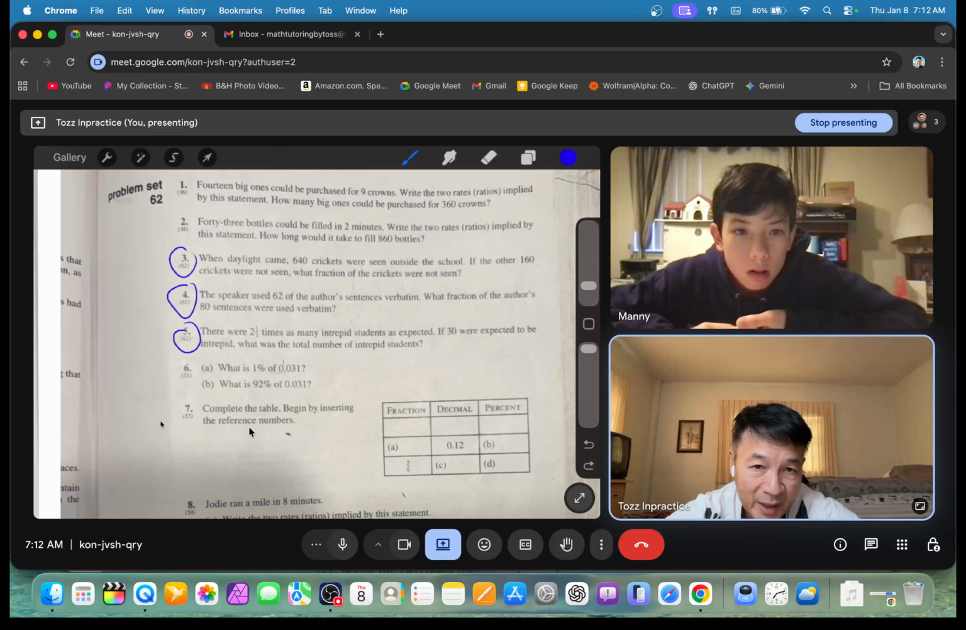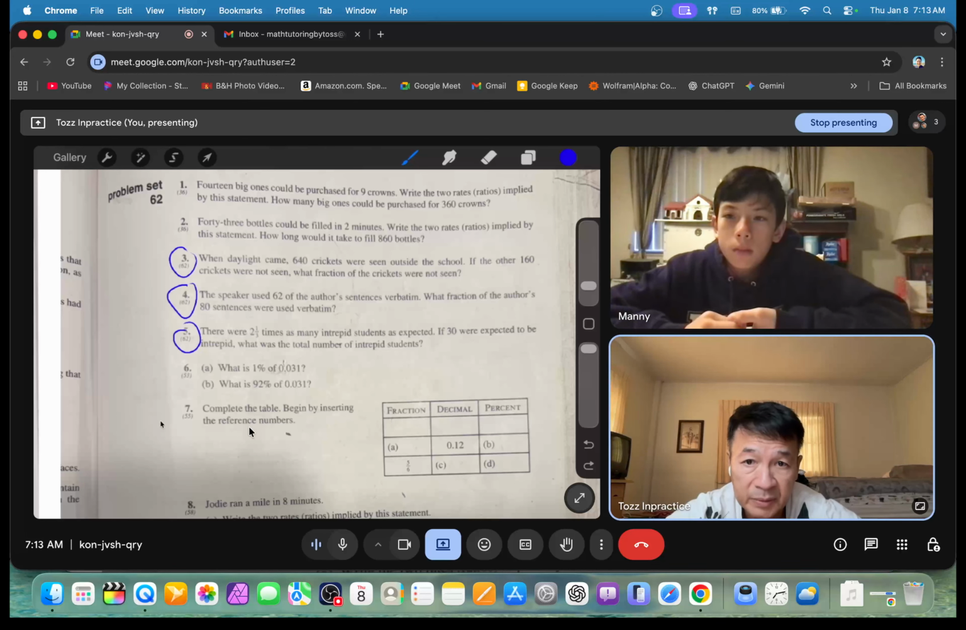The way it's worded, if the other 160 crickets were not seen, that means 160 is independent from the 640. So the way I was seeing it as a group, I was right. That means you have to combine those two groups, and that will be the total. Then you put the 160 over it to get your fraction. I'm pretty sure. So here we go.